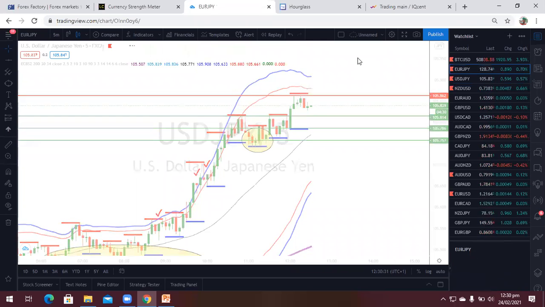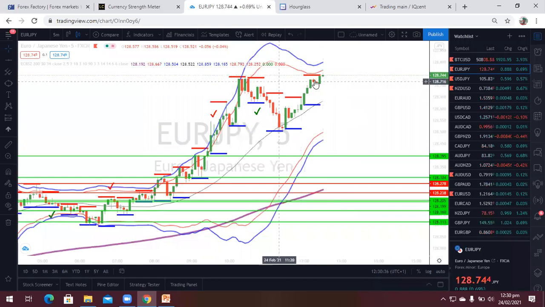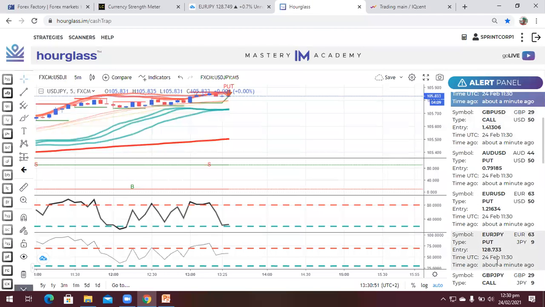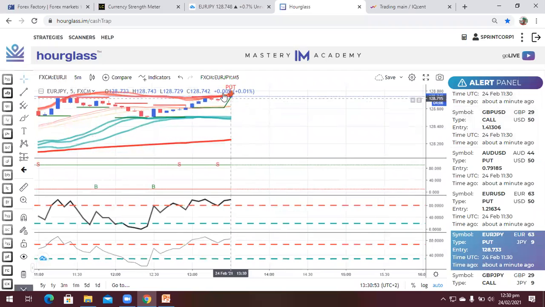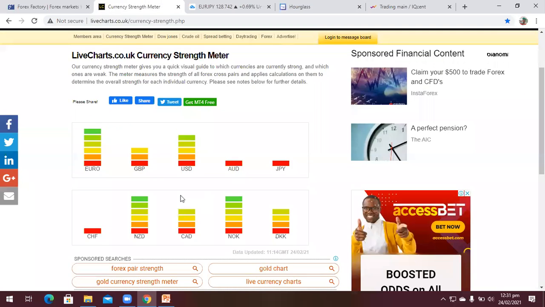Let's see what's happening on Euro JPY. Let me open that. Even on Euro JPY, just looking at it, this trade is not even ready yet. Because if you look at the last support, the automatic support, this is the last support, right? Go to Hourglass, check Euro JPY on Hourglass. You see, it's giving us a sell order. It's giving us a put entry. Are we supposed to go in for a put? No. Even though because of the reversal, this could eventually end up as a put, we can't go for a put because it's not in line with the currency strength.